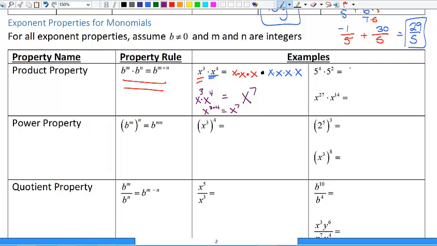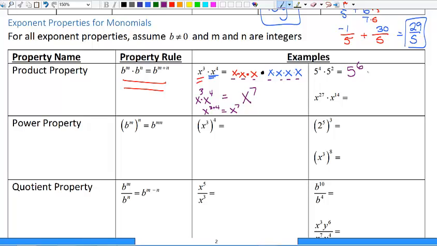Let's apply the rule. 5 to the 4 times 5 to the 2. Are the two bases the same? Yes, they are. And what happened when they're the same? They stay the same because we just have more copies of them, okay? Like the x's all stayed the same. Well, in this case, there's 4 5's being multiplied and then 2 more 5's being multiplied. The thing that we're multiplying, 5, doesn't change. How many copies of that do we have? Well, 6.